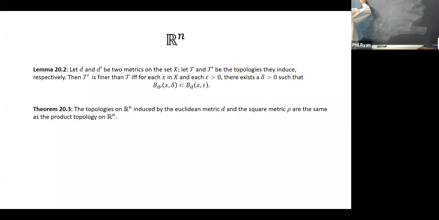So let's start off with a typical basis element in the product topology. That's going to look like A1, B1 cross A2, B2 cross all the way up to An, Bn, where these, of course, are intervals. So remember, we're using crosses for our product. So let's say we've got some element of this basis element of the product topology.